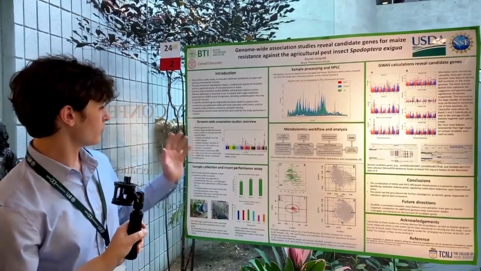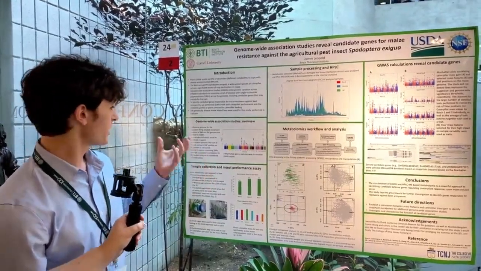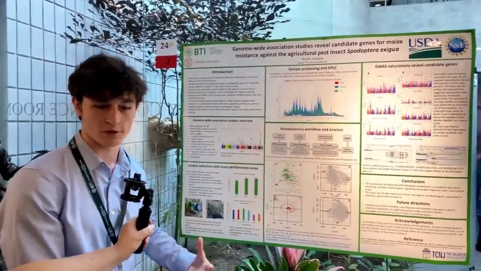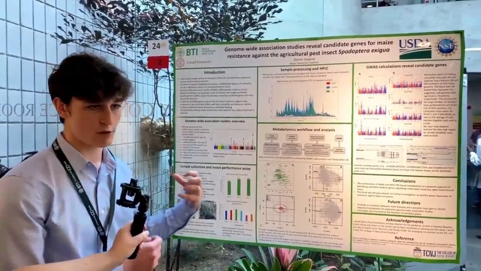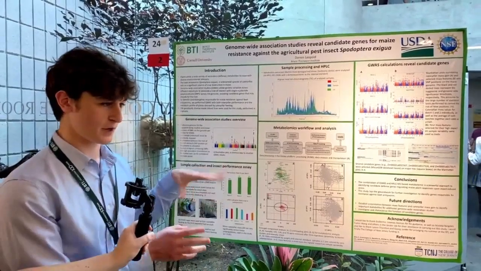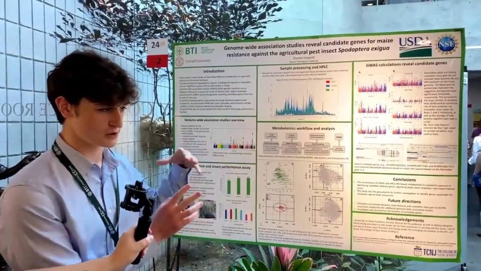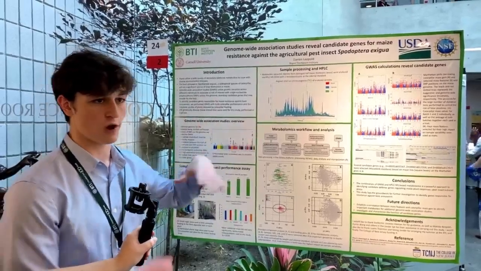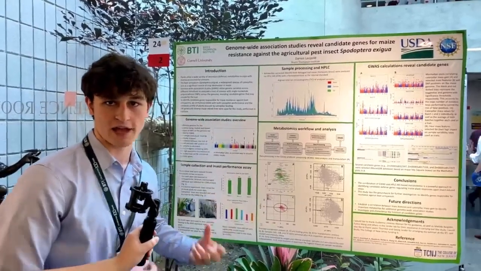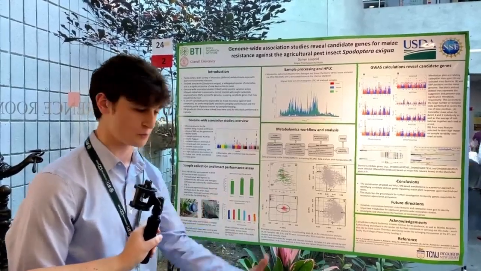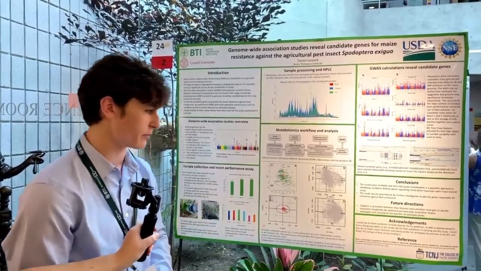What a genome-wide association study is, is you have a whole genetically varied population of corn that we use, and we're going to test how well the caterpillars do on each plant sample. And then because we have the genome for all these plants, we're going to do a very large correlation to try to find what genes across the corn genome are associated with the caterpillars not feeding well, which could potentially lead us to genes that are responsible for resistance against caterpillars.